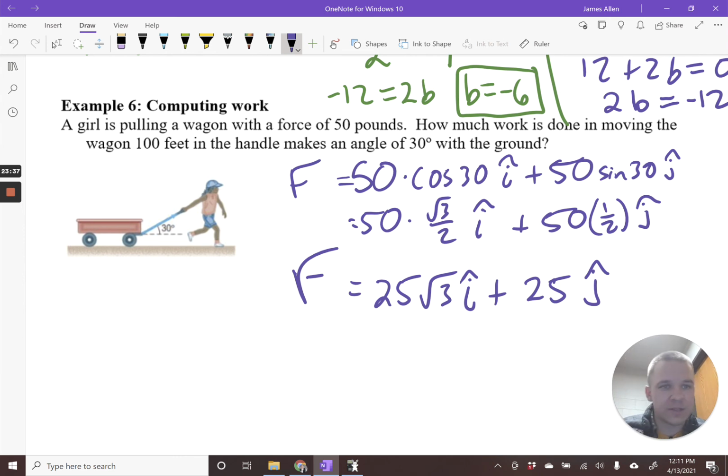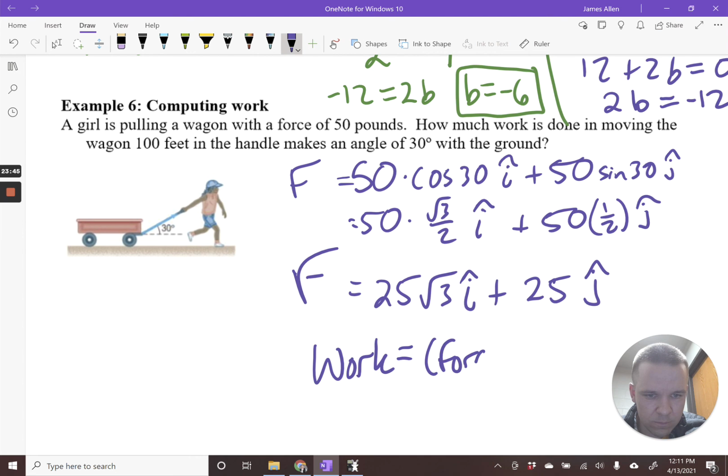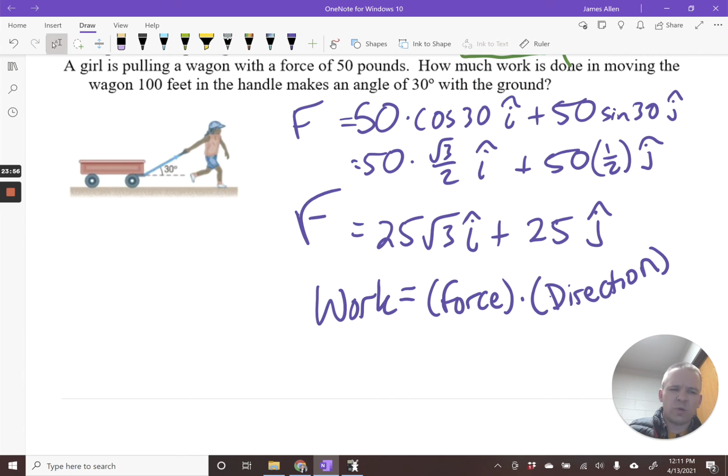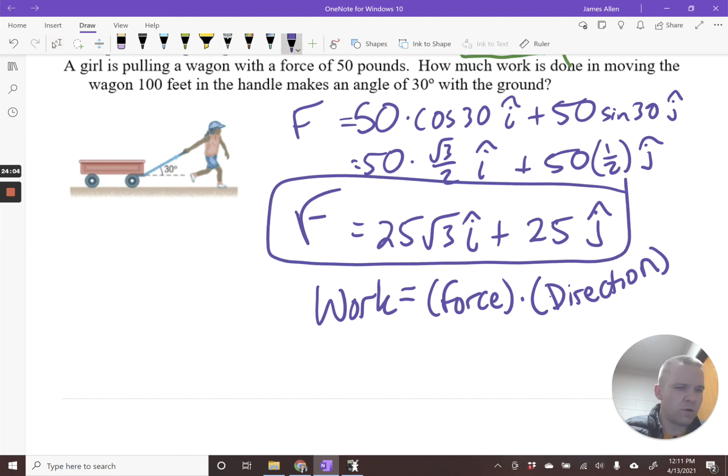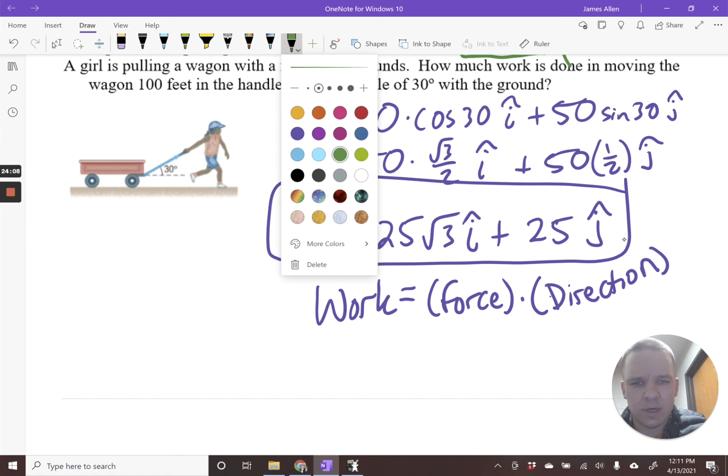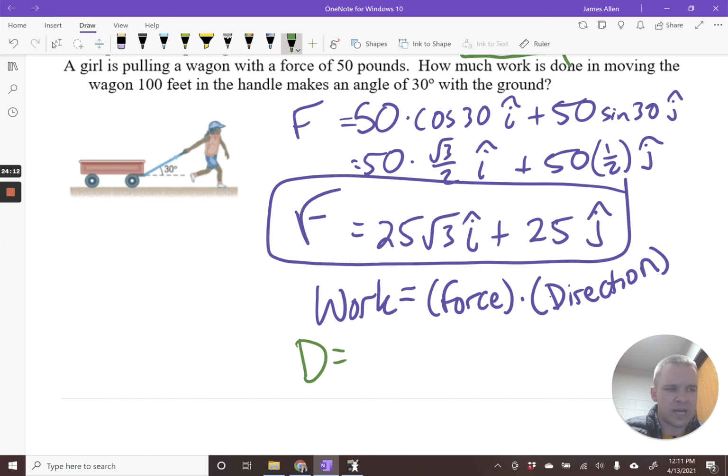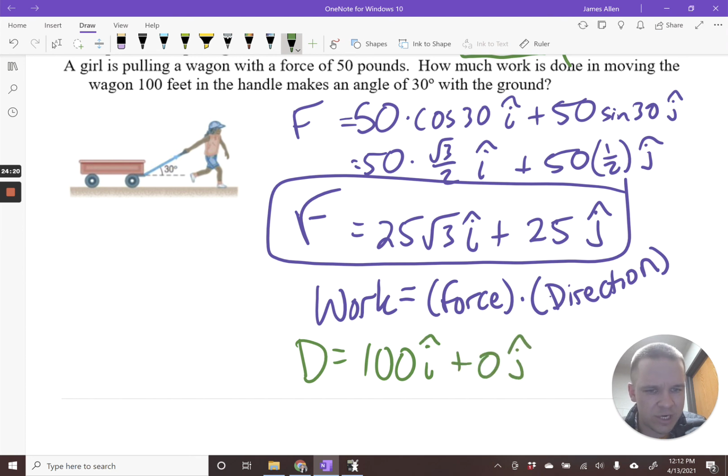Now, work is defined as the force that you're applying, the dot product with direction. So what's my direction vector going to be? I've got my force for how she's pulling the wagon. Now my direction: we're going 100 feet in the horizontal direction, right? So that's 100 in the i hat direction and 0 in the j hat direction. Cool? So we're going to do the dot product of the force and the direction to get our work.